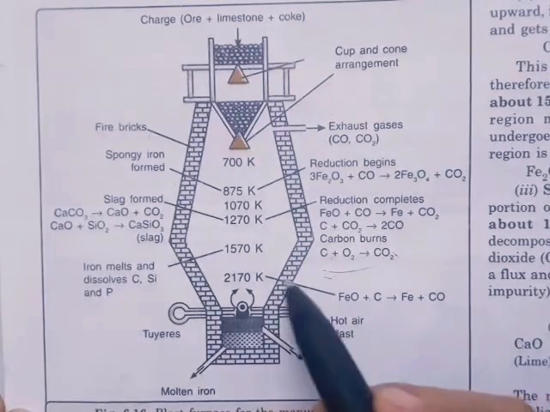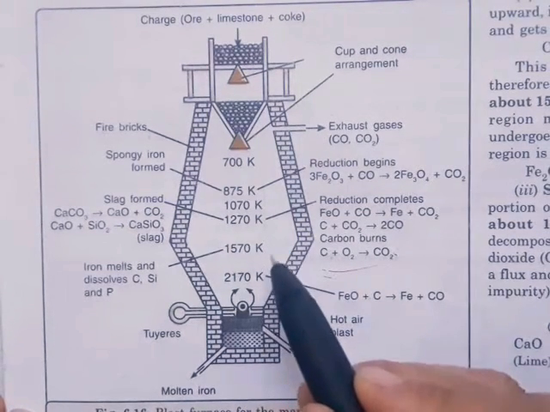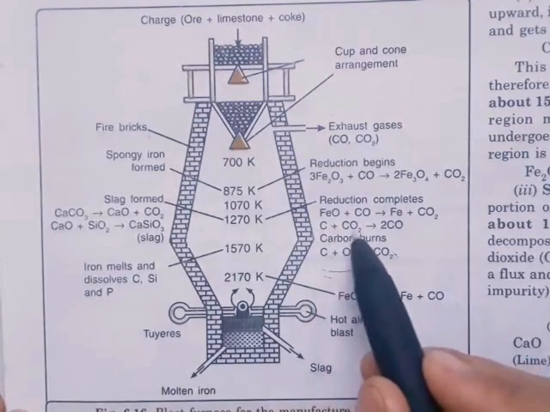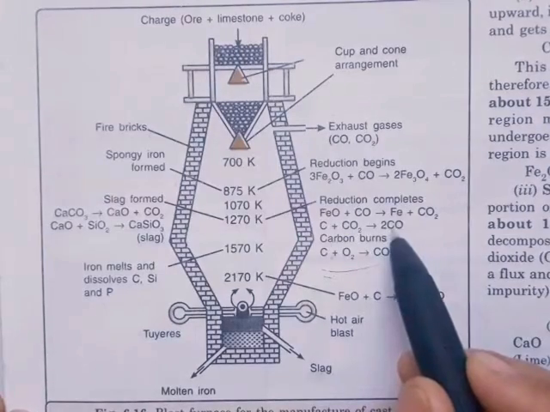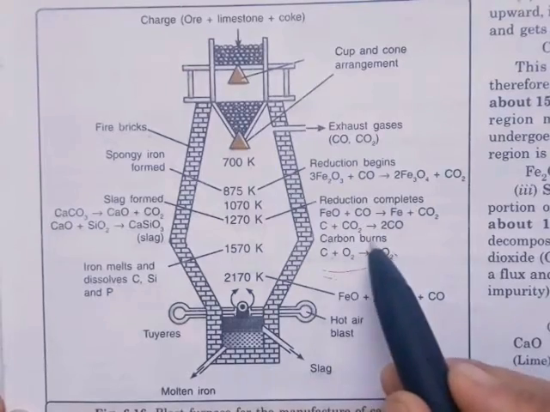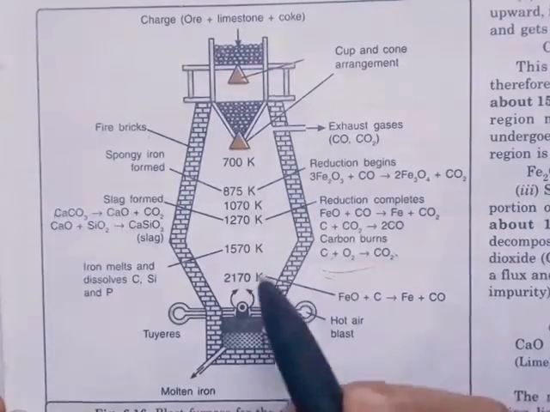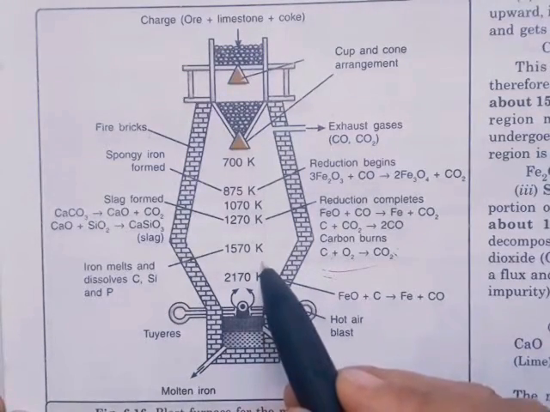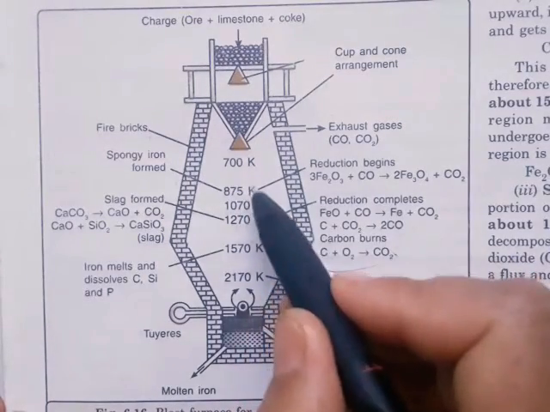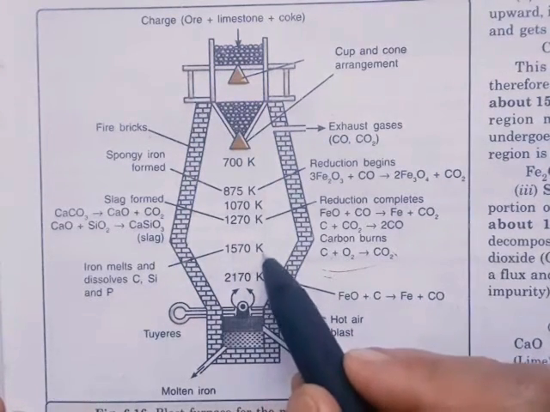Now this carbon dioxide will ascend upward and go to the fusion zone, where it again combines with carbon and is converted to carbon monoxide. This is an endothermic reaction, and the temperature will get lowered to 1570 Kelvin. Whatever iron is produced from reduction in the zone above will melt, or fuse, in this zone. For that reason the zone is called the fusion zone.